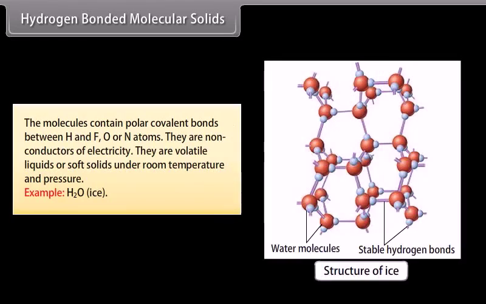Hydrogen-bonded molecular solids. The molecules contain polar covalent bonds between H and F, O, or N atoms. They are non-conductors of electricity. They are volatile liquids or soft solids under room temperature and pressure. Example: H2O, ice.